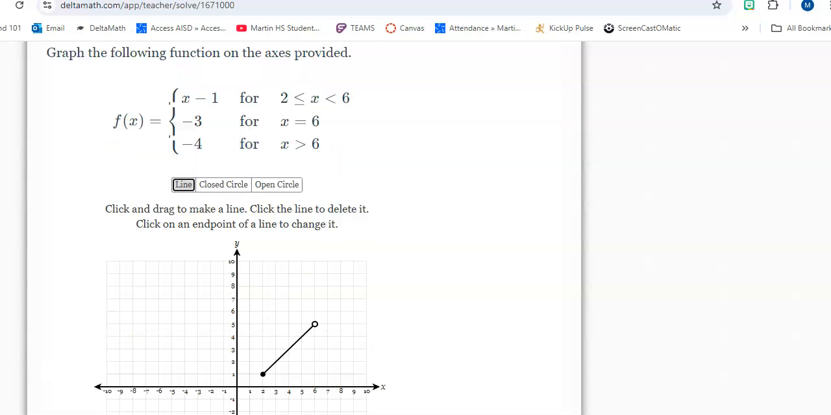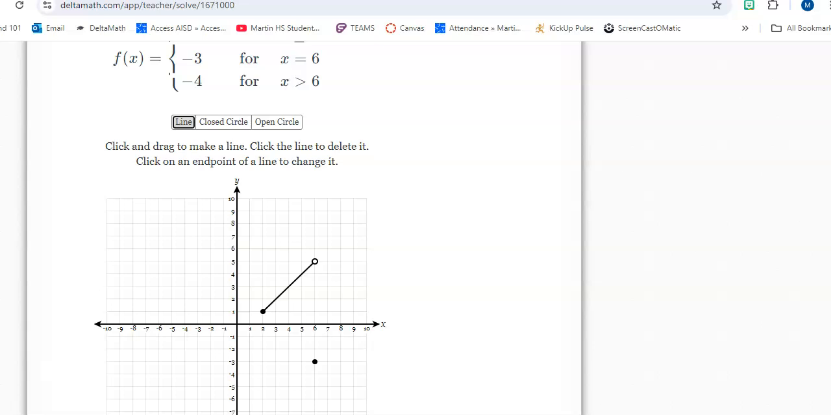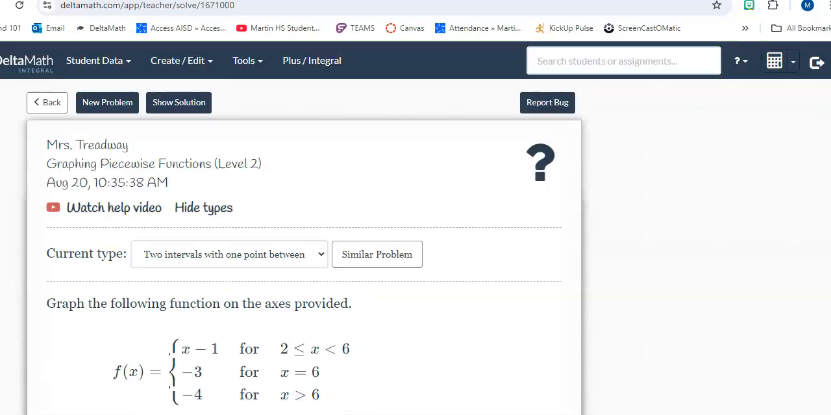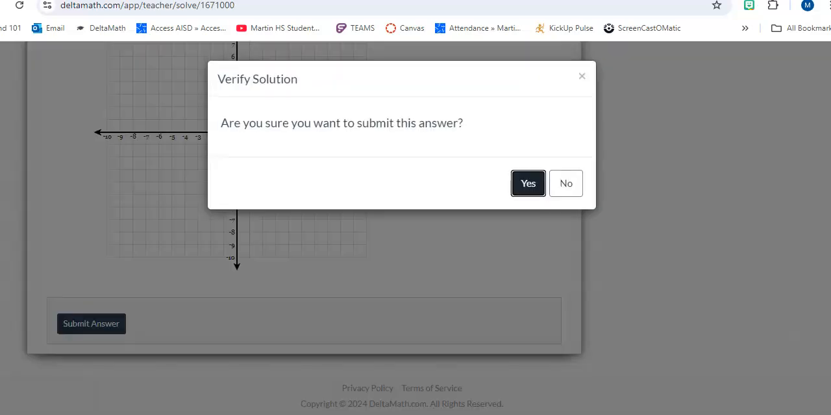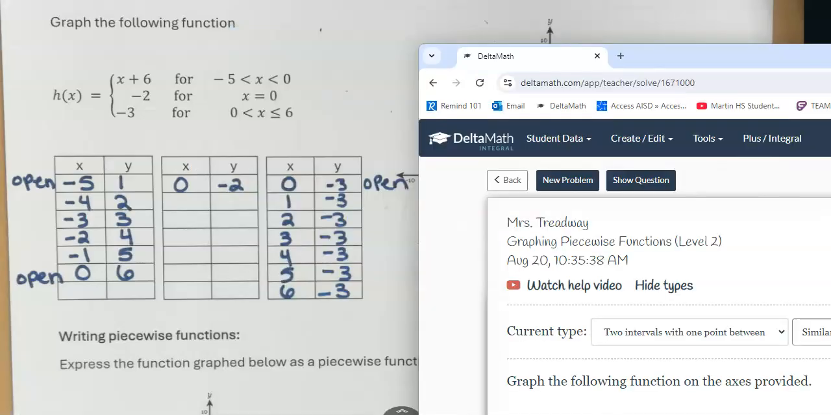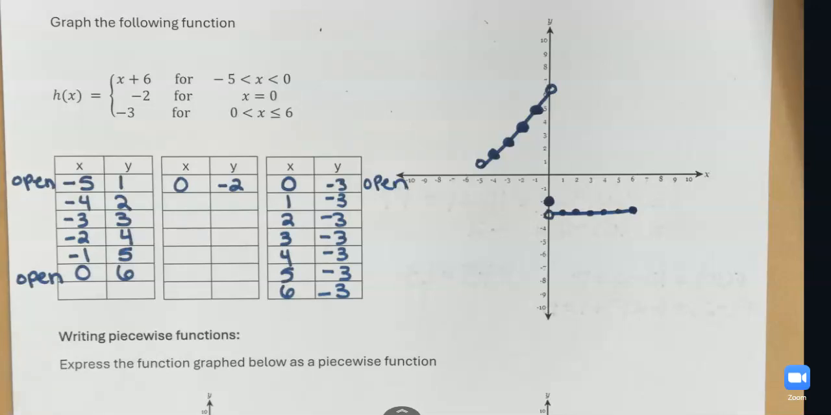Then I'm going to do line again, and this is where x is greater than 6, and that is going to go on forever. So I'm going to drag starting at 6 going on to -4. This needs to become an open circle, so I have to click on it to change it to an open circle. And this needs to become an arrow, so I'm going to have to click on it twice to make it an arrow to indicate that it is going on forever. Okay, so that is just a quick rundown on how Delta Math wants you to do that.